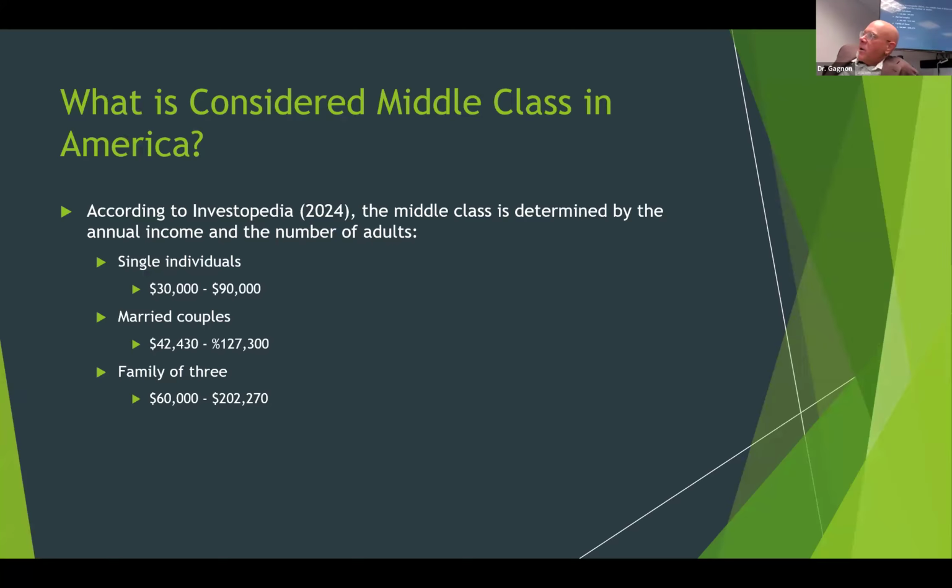What is considered middle class in America? According to Investopedia in 2024, the middle class is determined by the annual income and the number of adults. Single individuals is $30,000 to $90,000. That's an annual amount. Married couples is $42,000 plus to $127,000. Family of three, it's $60,000 to $202,000.